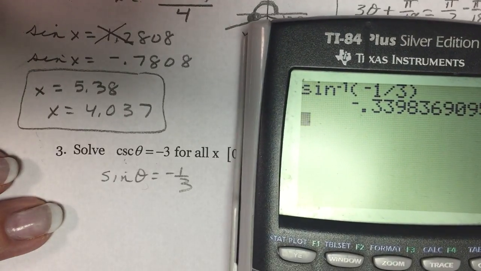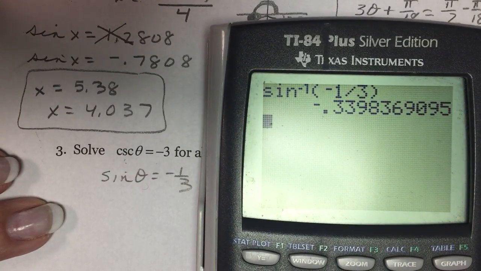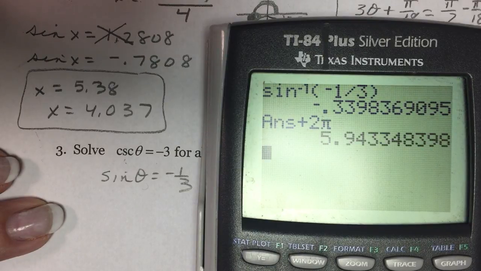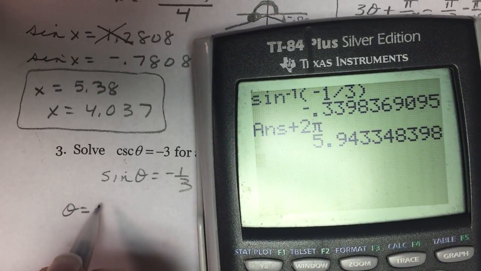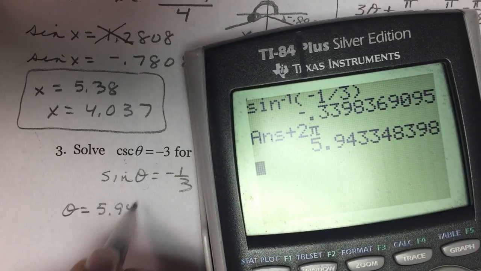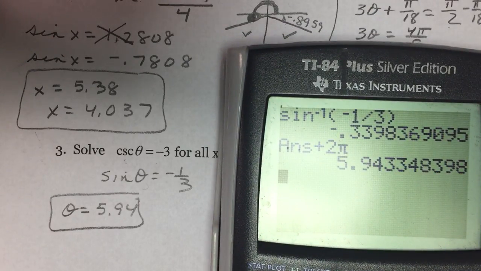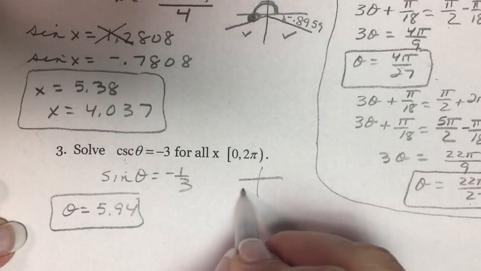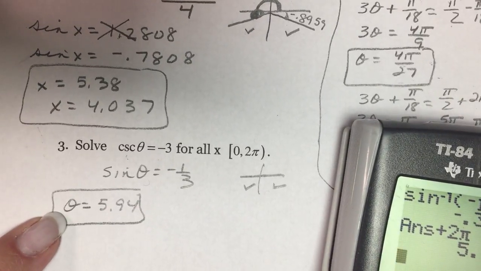Okay, now here we go again. That is not between 0 and 2 pi. So the first thing I'm going to do to that is add 2 pi. And I'm going to get that answer right there. So theta is going to be equal to 5.94. That's one of my answers. So think about it again, just like we did before. Sine is negative in what 2 quadrants? In those 2 quadrants. So this is actually the 4th quadrant angle.